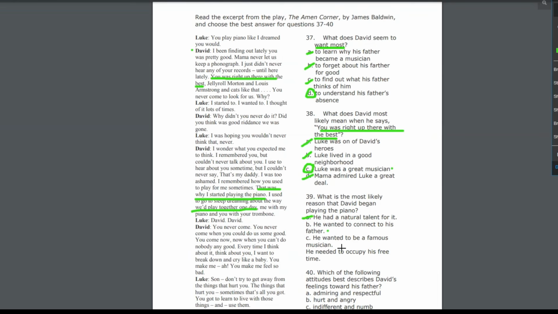All right, he wanted to be a famous musician, maybe, but it wasn't mentioned at all. And it says he needed to occupy his free time, maybe, but again, wasn't mentioned. So we know, of course, the best answer is he just wanted to connect with his dad. I want to do something that you're doing in hopes that we could do it together one day.